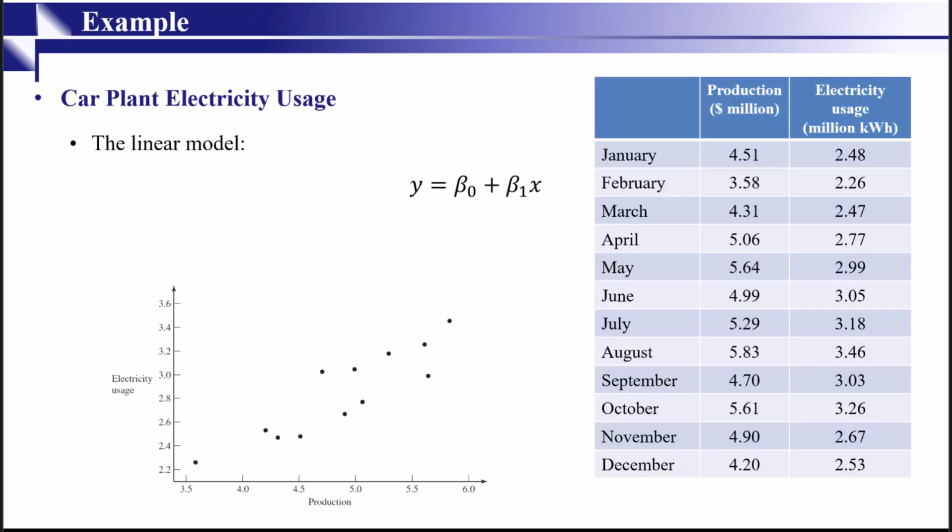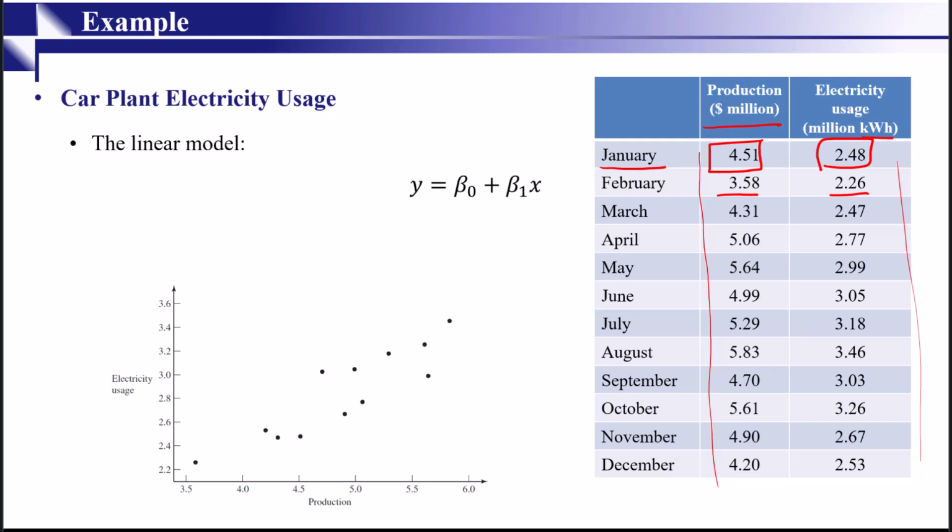Let's see one example here. Suppose in car manufacturing, we want to see the relationship between the electricity usage of the manufacturing and the production. So we have a data set here. For example, in the month of January, the company had $4.51 million production, and in that month, they used 2.48 kilowatts of electricity. In the month of February, the production was 3.58 and electricity usage was this one. So we have the production value and electricity usage for 12 months of a year.